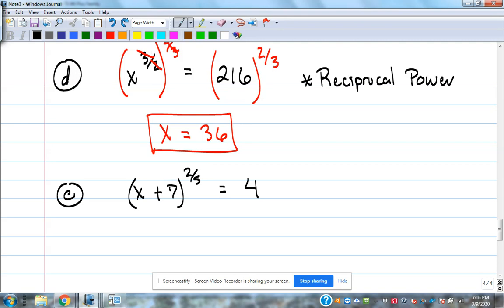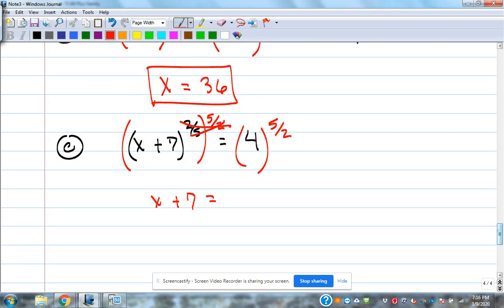So we need to get rid of that. So we're going to use the reciprocal power. What's the reciprocal of 2/5? 5 over 2. It's going to cancel out the exponents on the left side. Give you x plus 7. And then all we got to do is work out 4 to the 5 over 2 power.